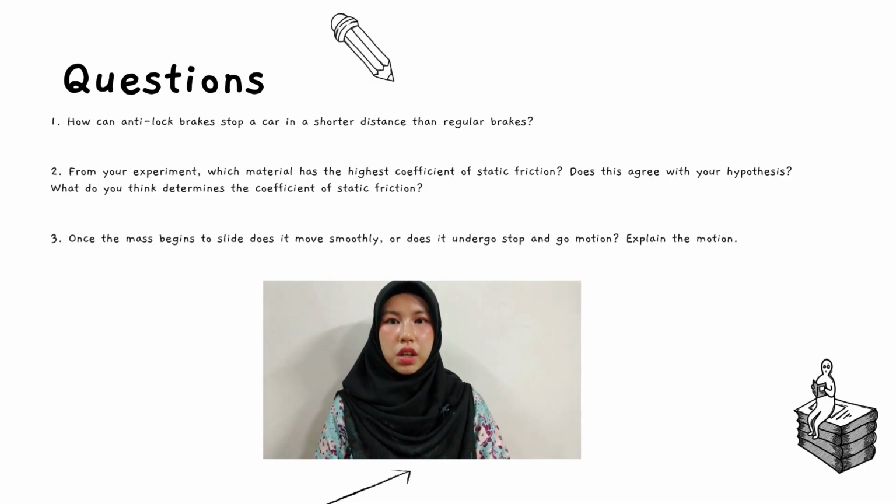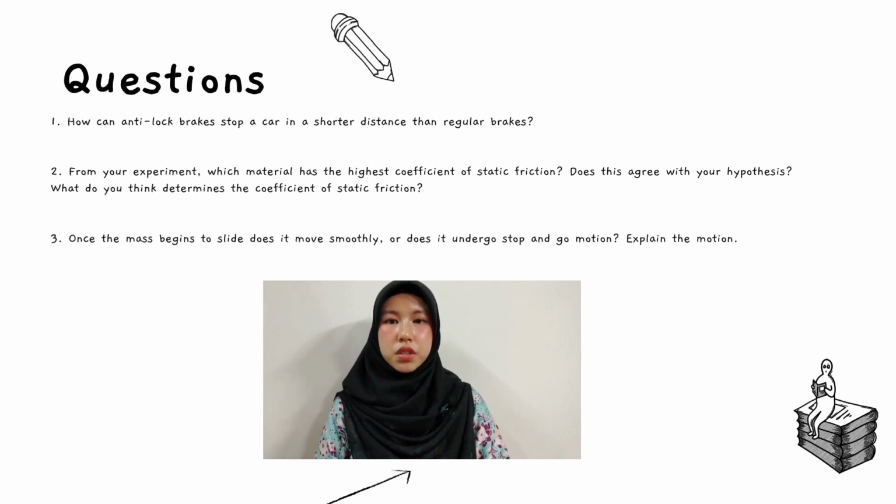Question 1. How can anti-lock brakes stop a car in a shorter distance than regular brakes? Anti-lock brakes help stop a car in a shorter distance than regular brakes by preventing wheel lock-up during hard braking. When wheels lock up, static friction between the tires and the road is lost, reducing the braking force. Anti-lock brakes regulate brake pressure, allowing the wheels to maintain some level of rotation, maximizing frictional force and improving stopping distance.